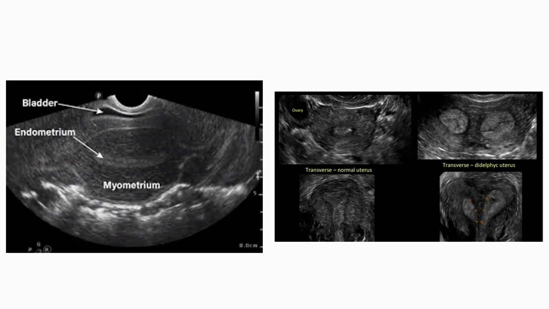And then these are just more pictures of the transverse uterus. And so this can help you identify a didelphic uterus, and you can look at the endometrium.